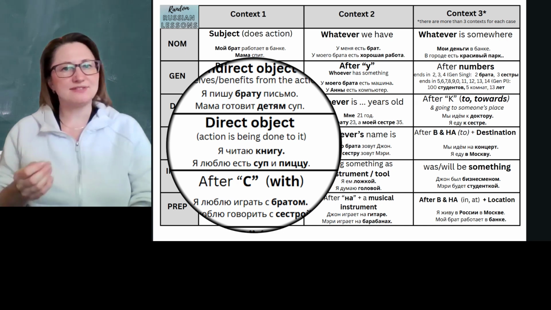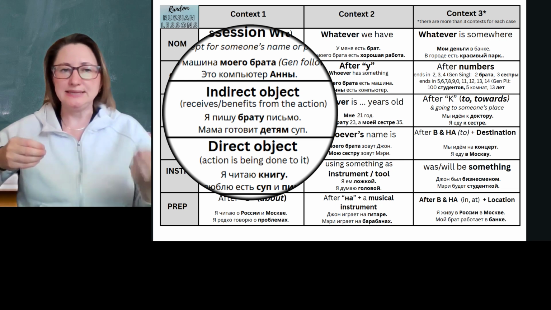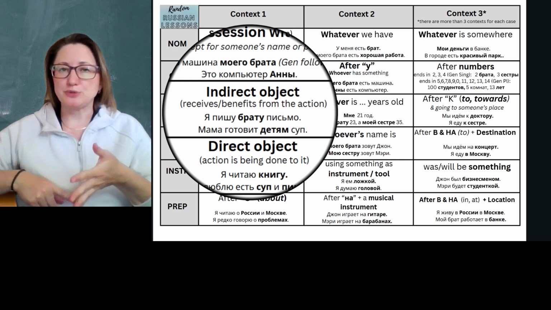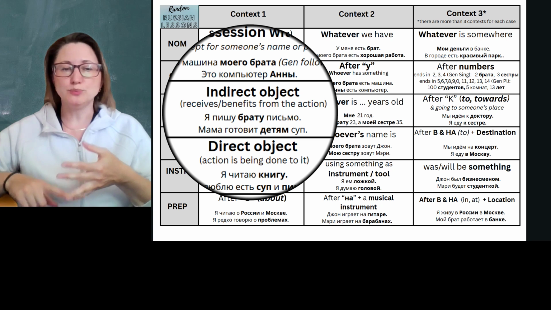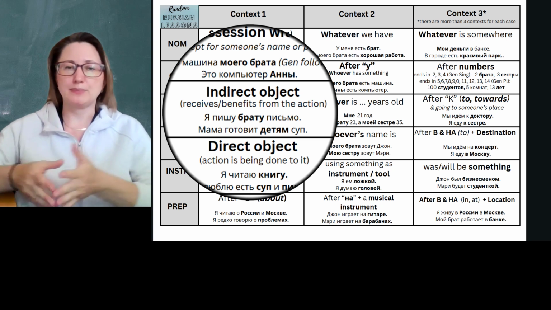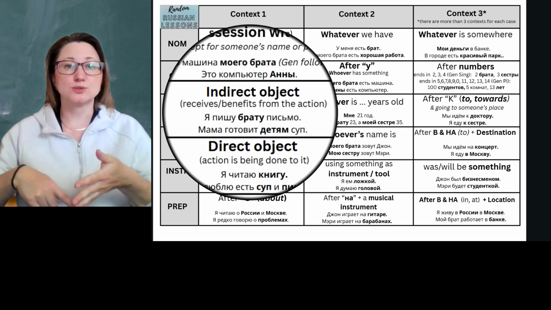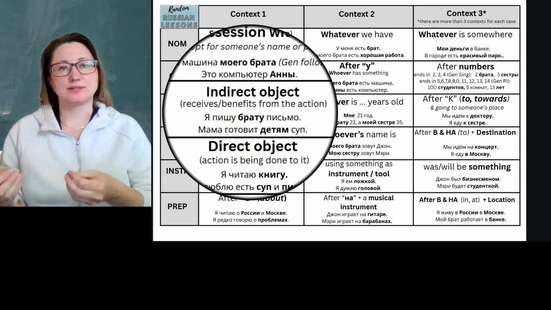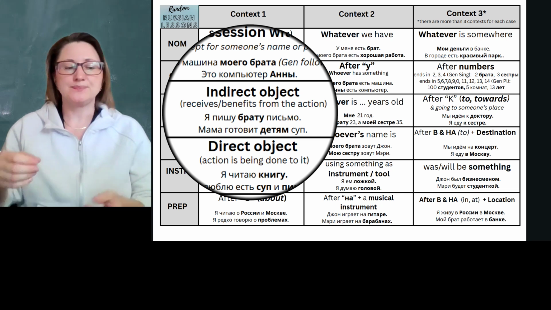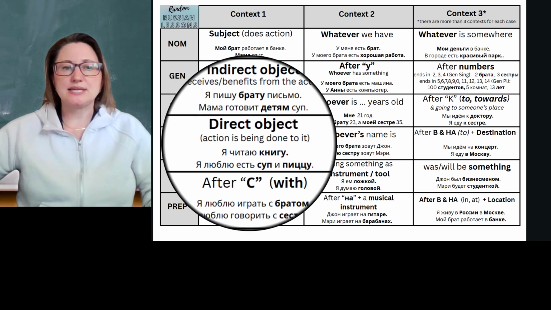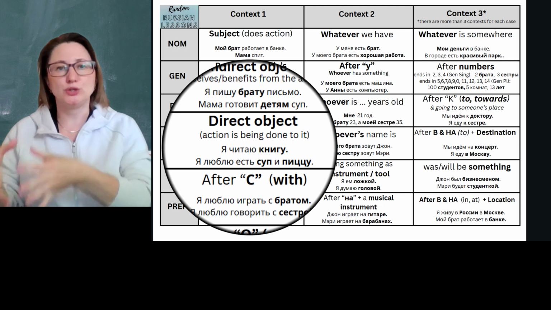And the direct object is something we touched upon when we talked about the indirect object concept in dative. In our sentences, я пишу брату письмо, I'm writing my brother a letter, and мама готовит детям суп, mom makes her kids soup. I pointed out that the words letter, письмо, and soup are actually the direct object because the letter is being written and the soup is being made or cooked. So the direct object is once again something or somebody that the main action of the sentence is being done to.